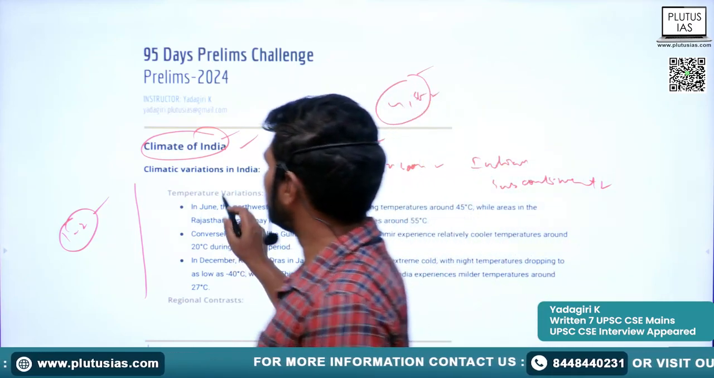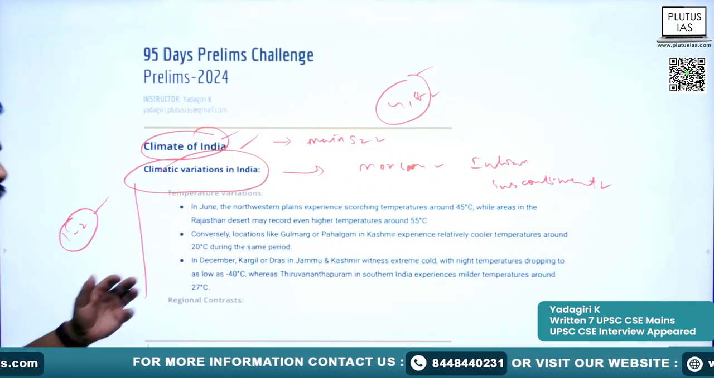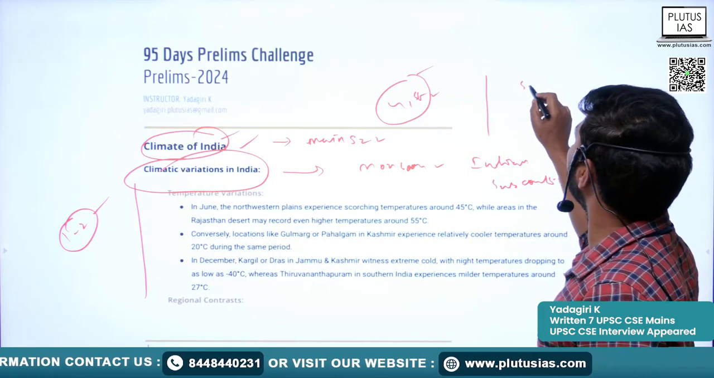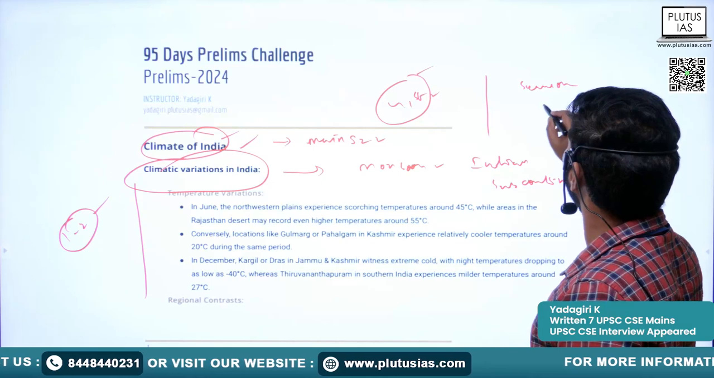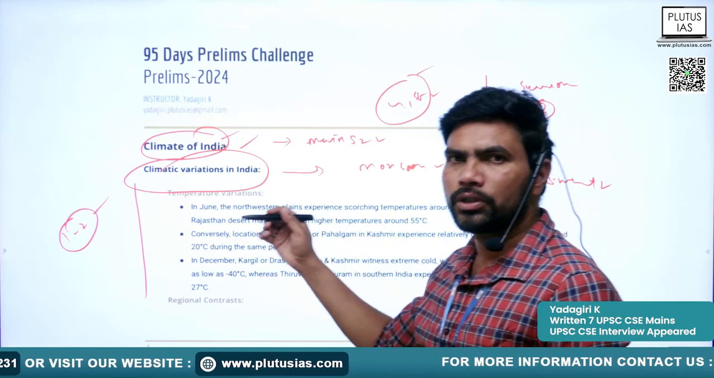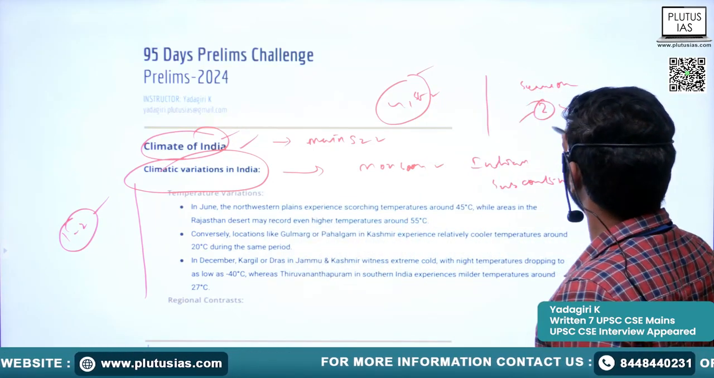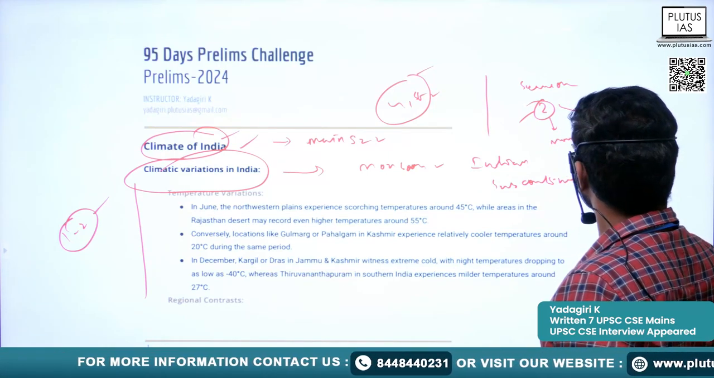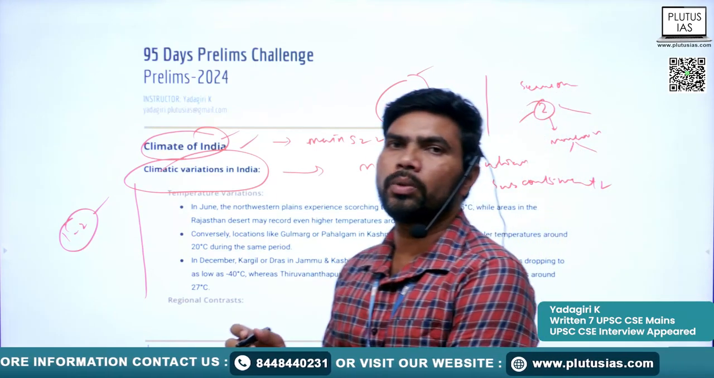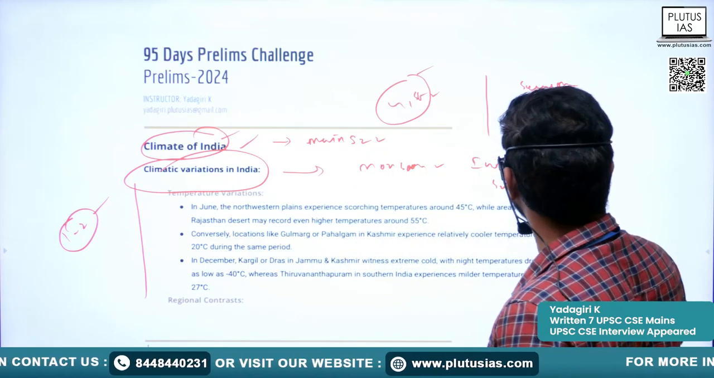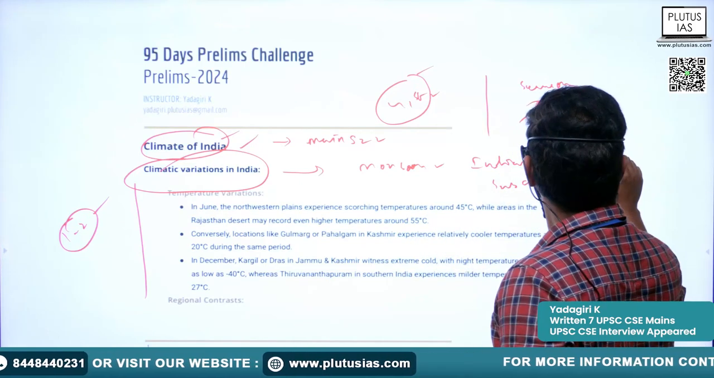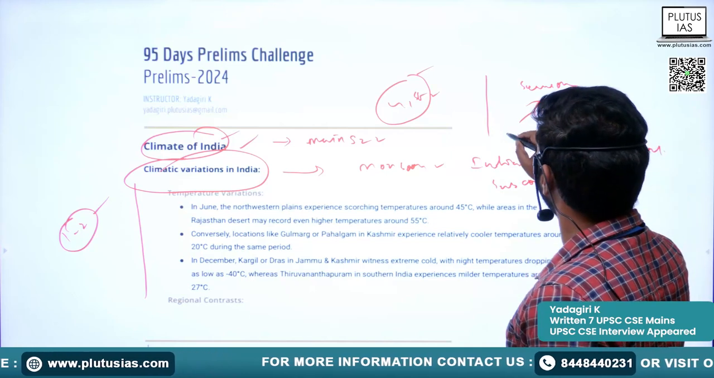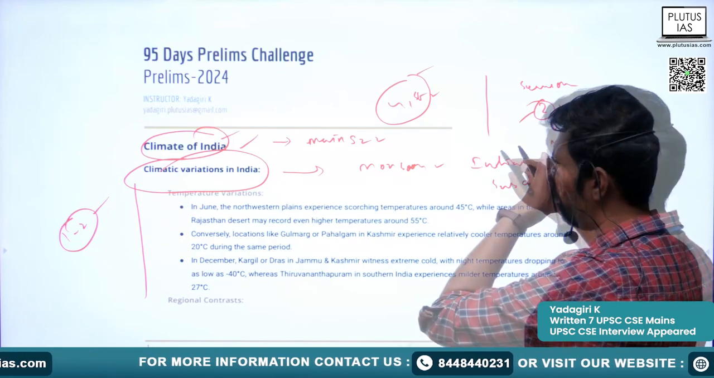So, climatic variations before we are going to study. Here the major part of our lecture will be understanding the seasons. Right? Majorly, we can divide the Indian climate into 3 seasons: the summer, winter and the monsoon season. However, in the monsoon season, we are going to see the southwest monsoon and the northeast monsoon, or we can say the normal monsoon and the reversal of the monsoon.